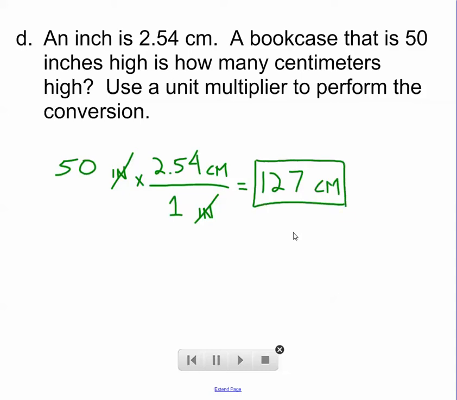Okay, a lot of people might think to use a proportion on this, and you could still get it right. I'm just showing you a different way. There's more than one way to do these problems.